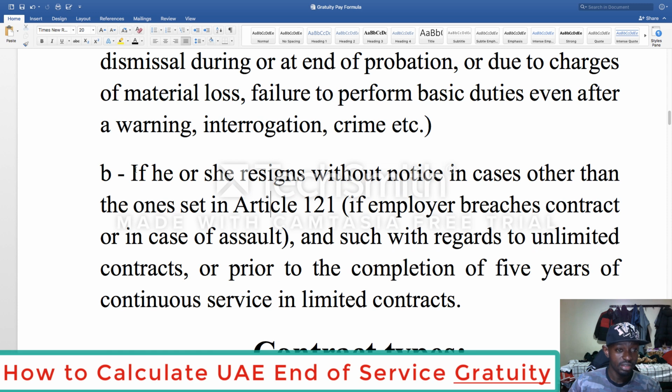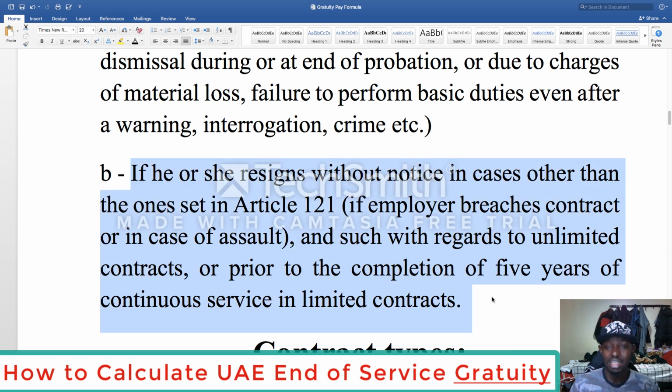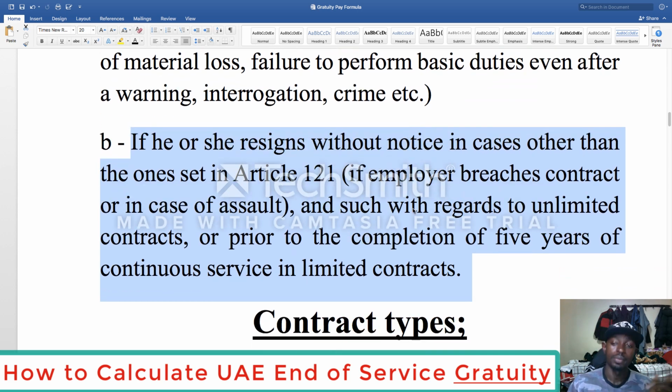Now, B says that if he or she resigns without notice in cases other than the ones set in Article 121, if employer breaches contract, or in case of assault, and such with regard to unlimited contract or prior to the completion of 5 years of continuous contract. If you resign before the end of your contract, no gratuity. If your employer fires you, you have gratuity, but your contract must be more than 1 year, first of all, because with less than 1 year you never have any gratuity.